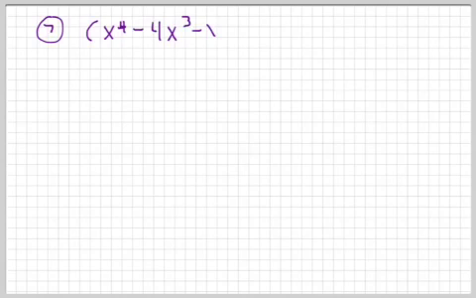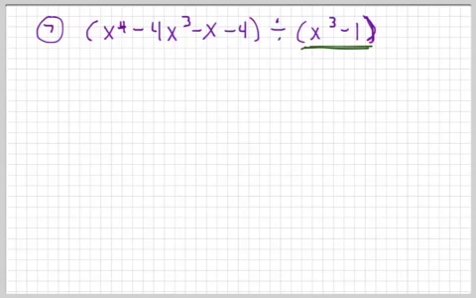Problem number 7 looks like this. It says divide x to the 4th minus 4x cubed minus x minus 4, and you're going to divide that by x cubed minus 1. My preference is to use synthetic division whenever I can. However, because I'm dividing by a cubic, I cannot use synthetic.